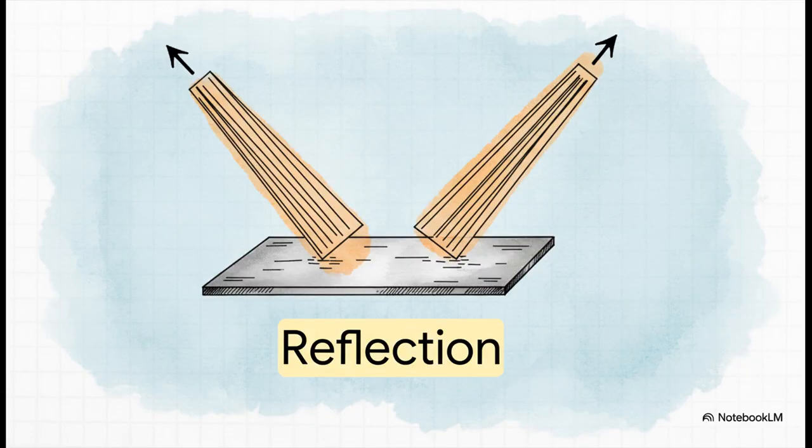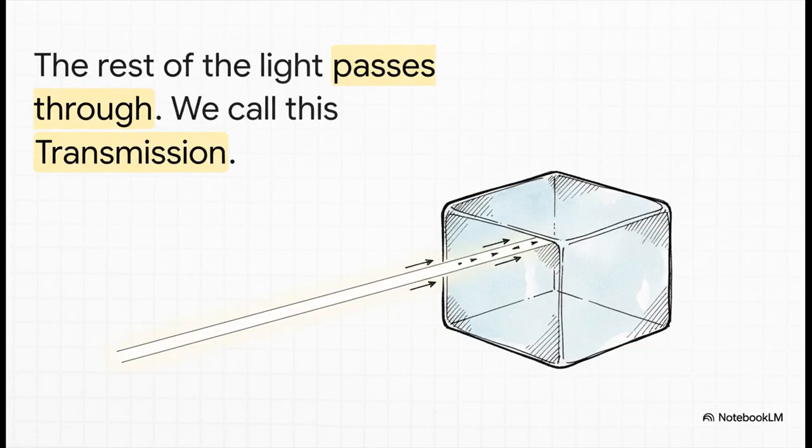Okay, first, some of that light bounces right back. We just call that reflection. And the rest? It passes right through. That's what we call transmission.